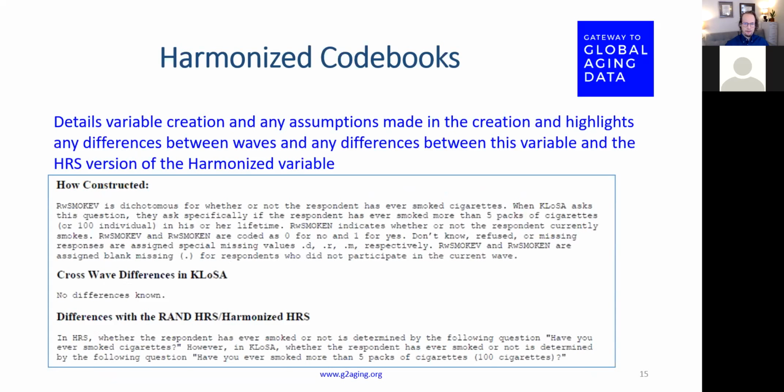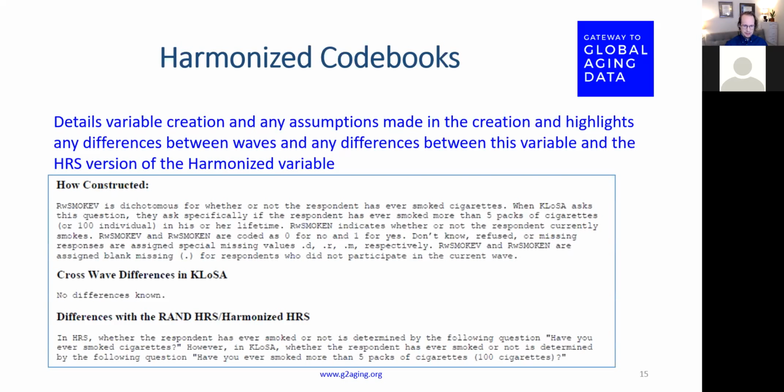We also detail the variable creation and any assumptions made in that creation. And we highlight any differences between waves of that study and any differences between this variable and the HRS version of the harmonized variable. We use the HRS as our basis for comparison between all of the different studies. So while we have just some basic information about how it was constructed, we say that there are no significant cross-wave differences in KLOSA in this question.